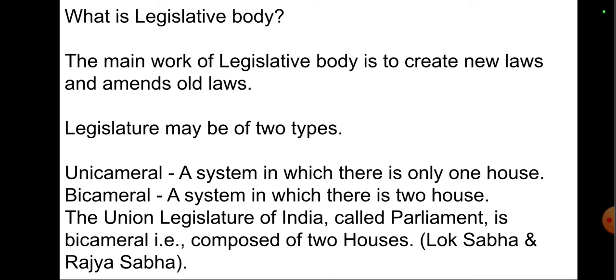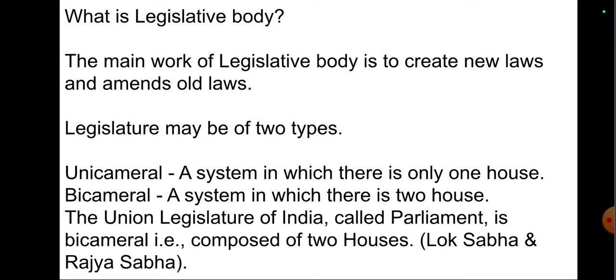What is a legislative body? The main work of a legislative body is to create new laws and amend old laws. So that is what a legislative body is. The legislature may be of two types. Our parliamentary system has been taken from the British parliamentary system. In case of the Indian parliamentary system, it is bicameral in nature, but in many other countries it is unicameral.